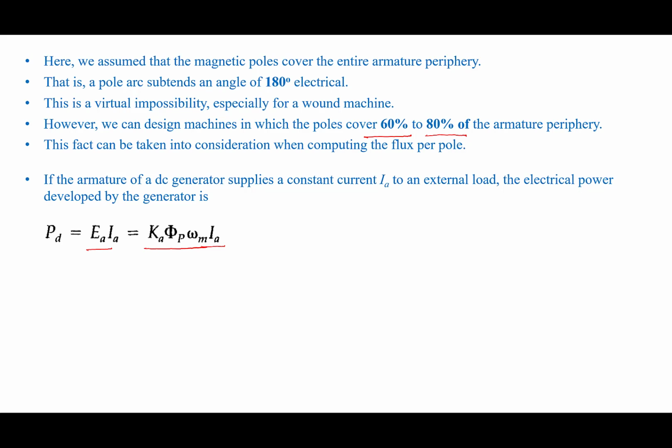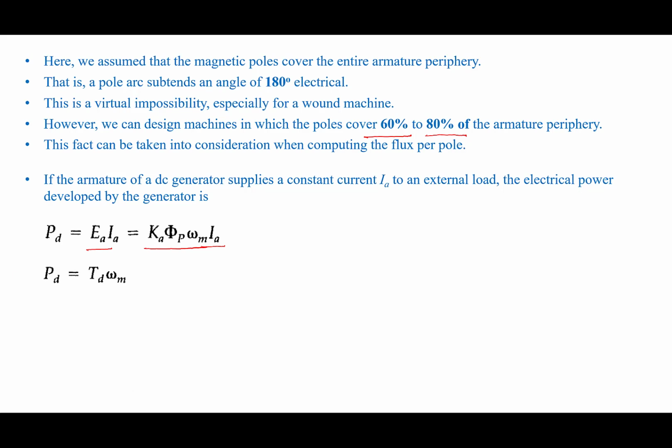And this power is the power developed. It is not the actual power we are getting across the terminal. It is the power developed at the armature circuit. Why is it not the same? Because there are certain losses in the armature. So after the losses are deducted, we get the actual power at the terminal.